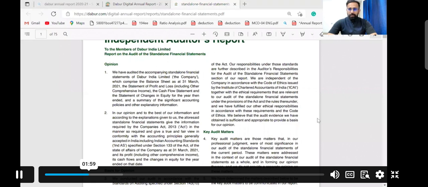So quickly what I will be doing here, I will be showing you the annual report, or you can say the financial statement, of Dabur Limited, right? I have opened up the financial statement of Dabur Limited, and with the help of this financial statement, you will be able to understand how they prepare their financial statement.